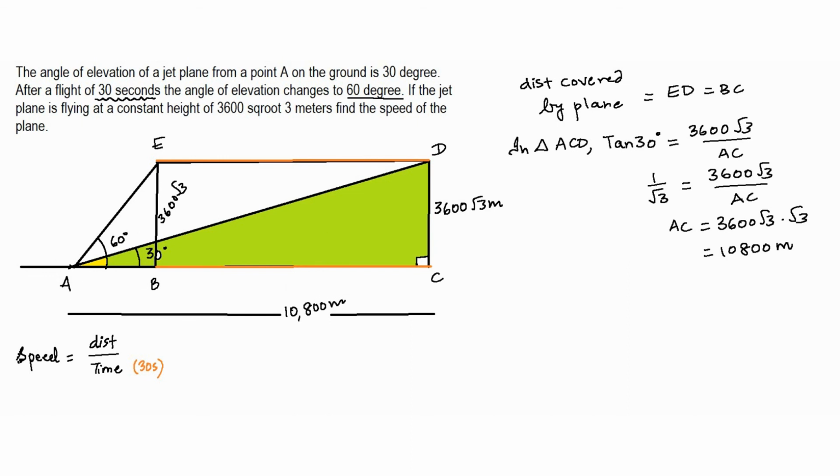And now I can find the length of AB using the given triangle. So now I can consider the triangle ABE. So let's consider the triangle ABE.